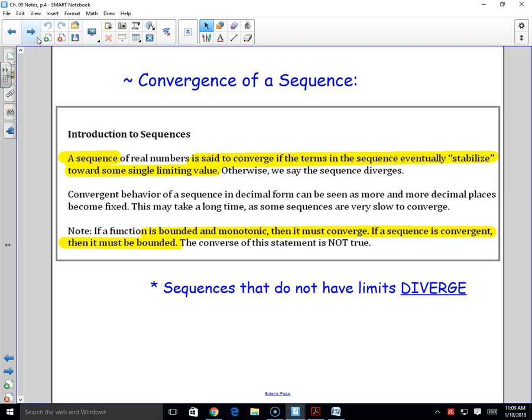So wait, why then doesn't sine or cosine converge? Aren't they bounded between 1 and negative 1? But they're increasing, decreasing, they're not monotonic. Wait, ln is always increasing, then shouldn't it converge? No, because it's not bounded. It goes to negative infinity and positive.